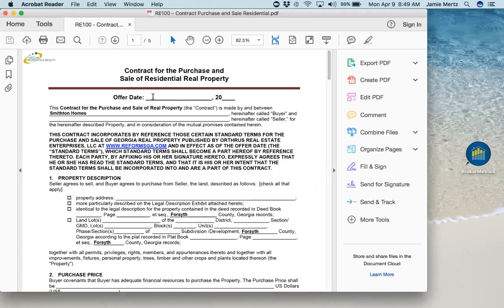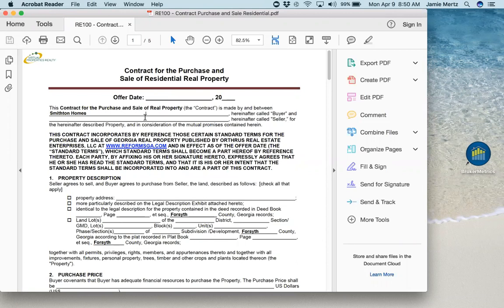You're going to go ahead and start the very top of the contract with the offer date. That's today's date, the date that you're making the offer on the property. And then you're going to fill in the following lines. It's going to be asking for who the contract is made by and between. You're going to put the buyer's name and the seller's name.